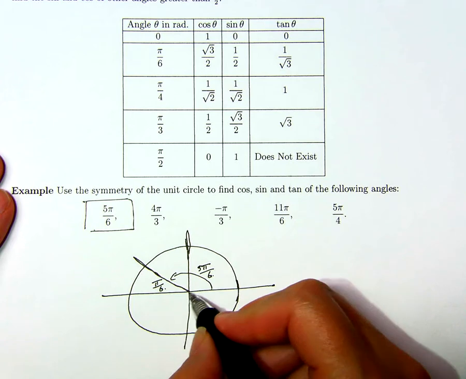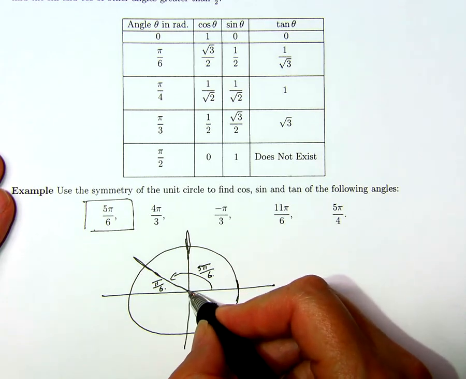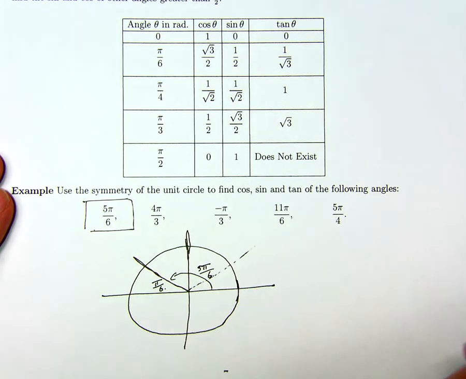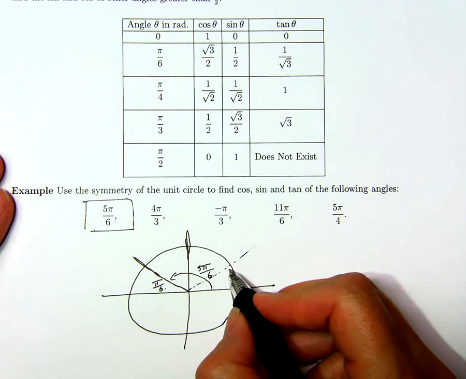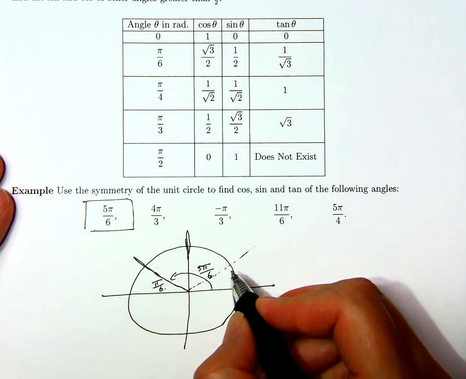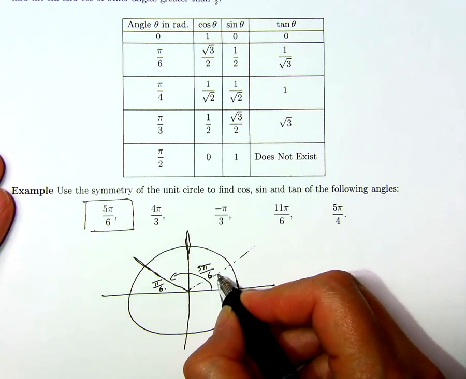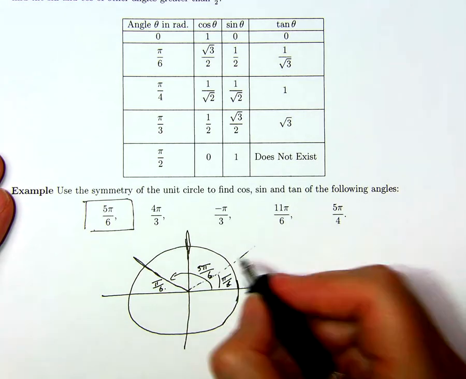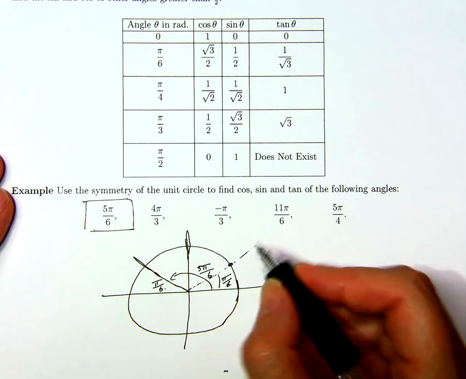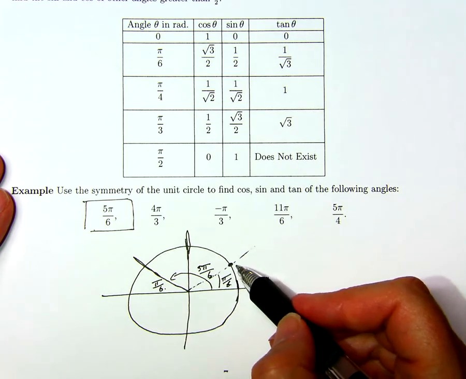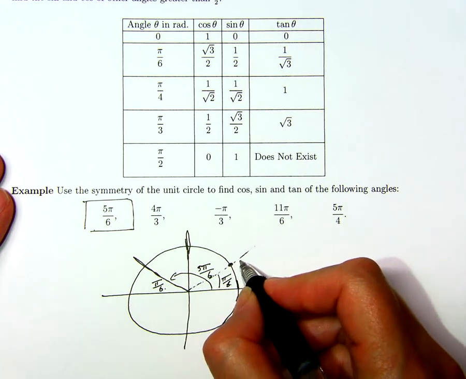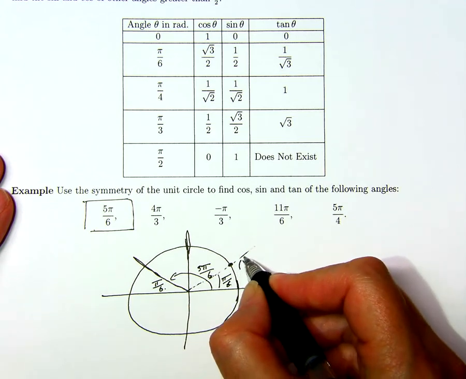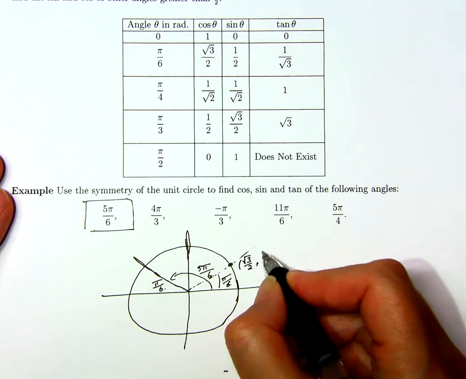Now what I'm going to do is reflect this terminal ray in the y-axis, and that gives me a ray that cuts the unit circle in the first quadrant. And the angle that that ray makes with the positive x-axis is pi over 6. And I know the coordinates of where that ray cuts the unit circle because they are cosine and sine of pi over 6, and they are the square root of 3 over 2 and 1/2.